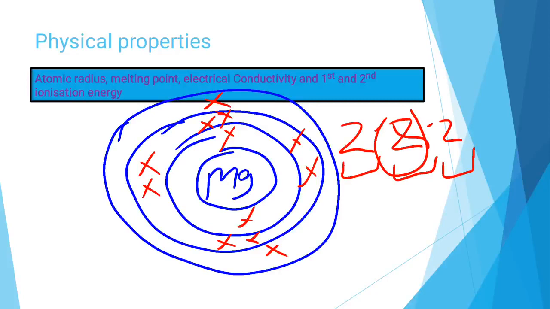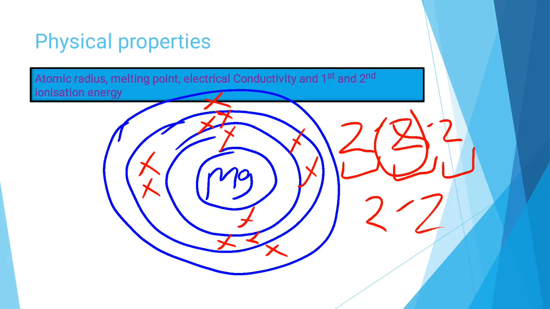So if you compare the size of barium, you note that barium had only 2 energy levels. So the fact that it has 2 energy levels and magnesium has 3 energy levels means that the size of barium will be smaller than that of magnesium.